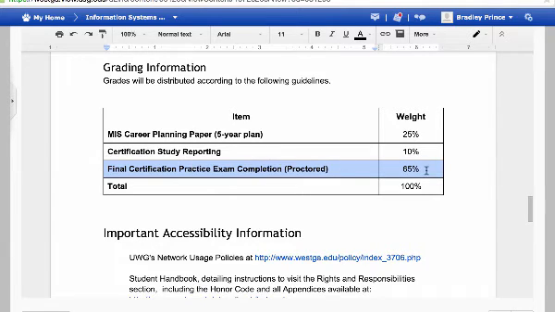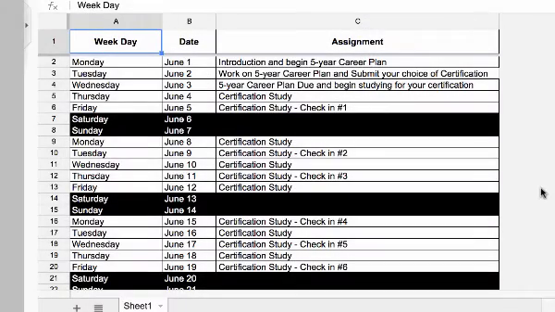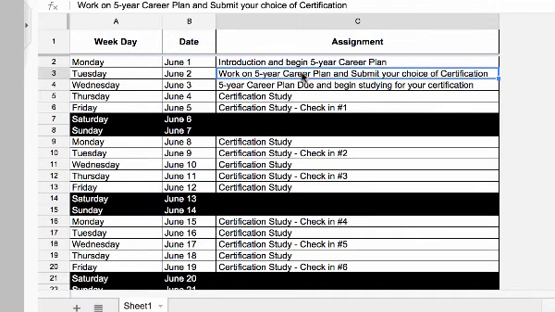So there's a lot to this, but the main thing you need to worry about right now is this 5-year career planning project. So let's go to the calendar briefly. So today is the introduction to the class, and you begin thinking about your 5-year career plan. Tomorrow you work on your 5-year career plan and submit your choice for certification. Your 5-year career plan isn't due until Wednesday, and I'll make it Wednesday at like 5 o'clock. But by tomorrow, I need you to email me the certification that you want to study, because I need to get the LearnSmart system set up.